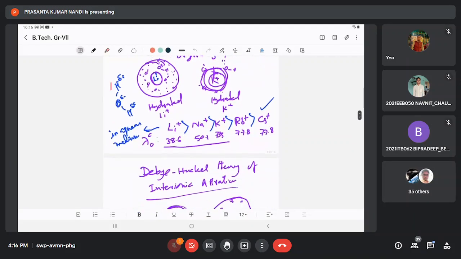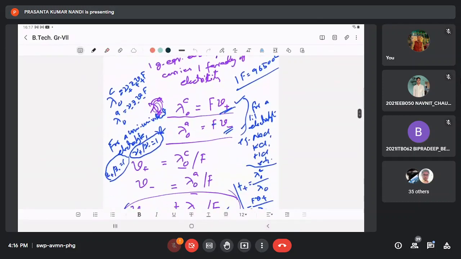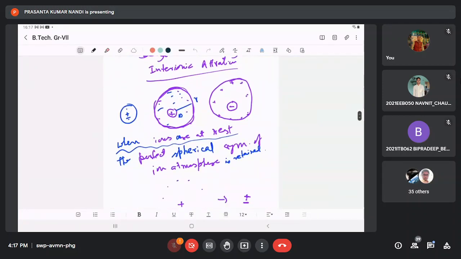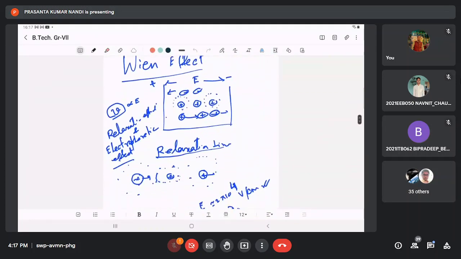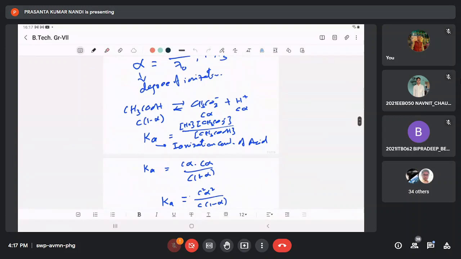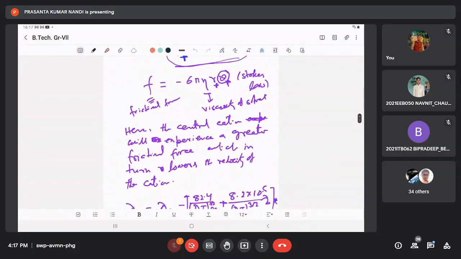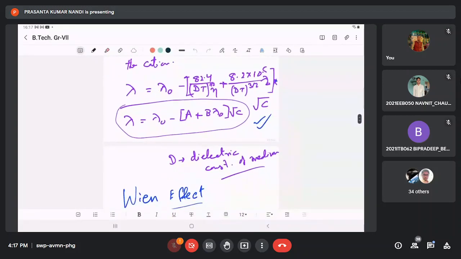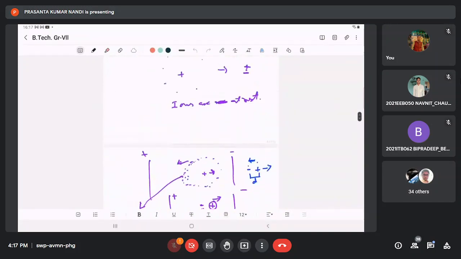So this is the part that you should know, and I think you are familiar with these topics also. Now, the Debye-Hückel theory of inter-ionic attractions, that I discussed, has two important effects: the electrophoretic effect and the relaxation effect. Another is called the Debye-Falkenhagen effect, which we may not consider. We will discuss only these two important terms, that is the electrophoretic effect and relaxation.